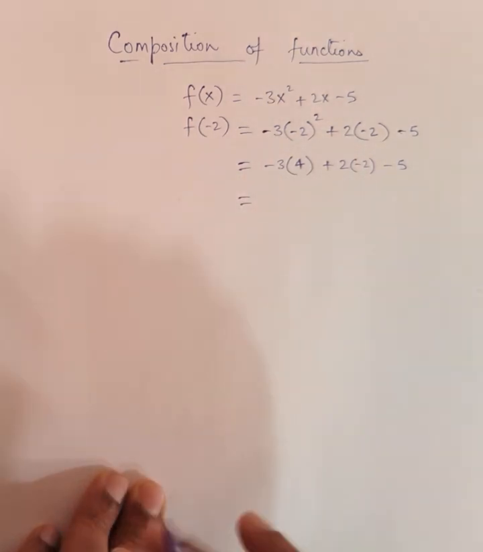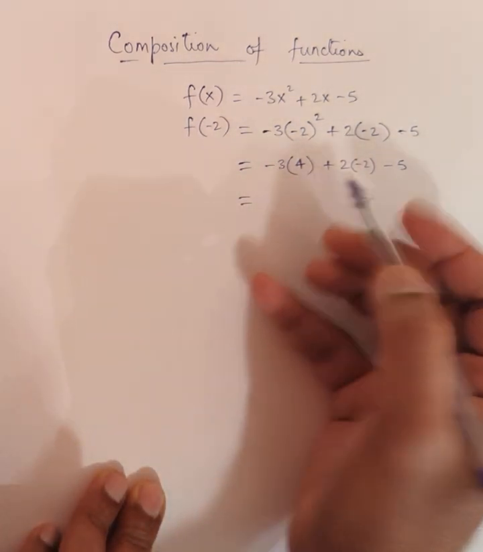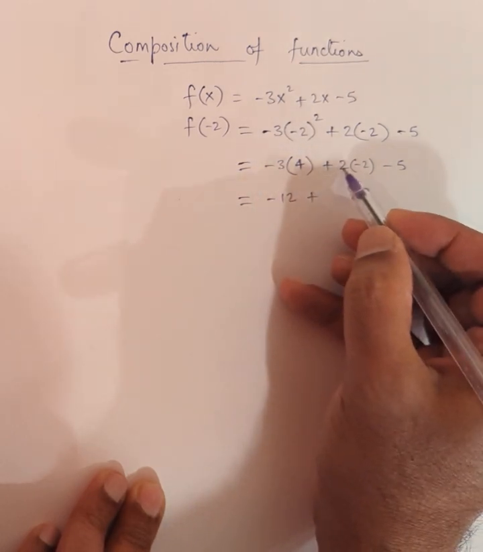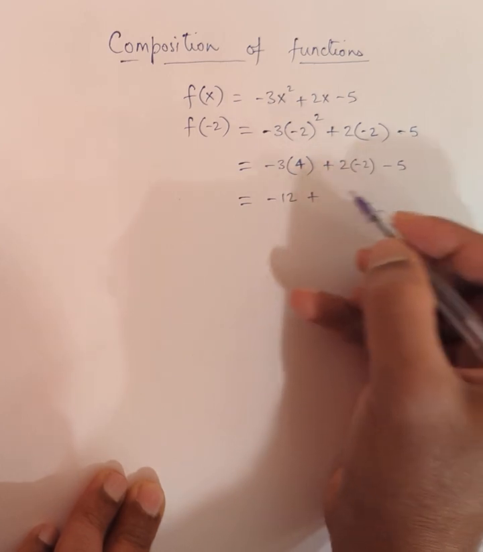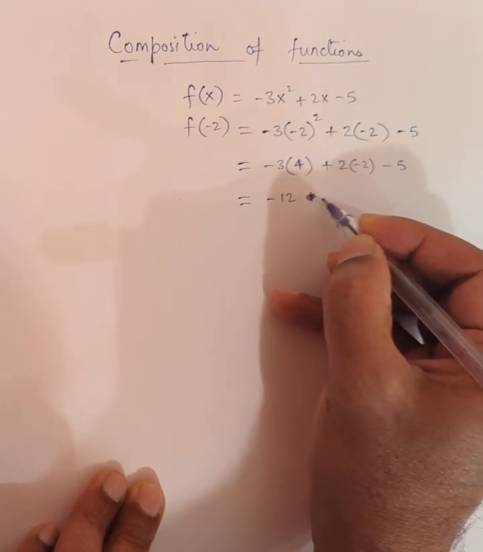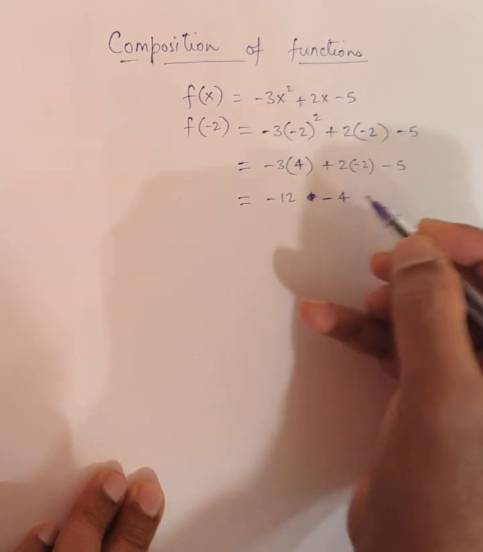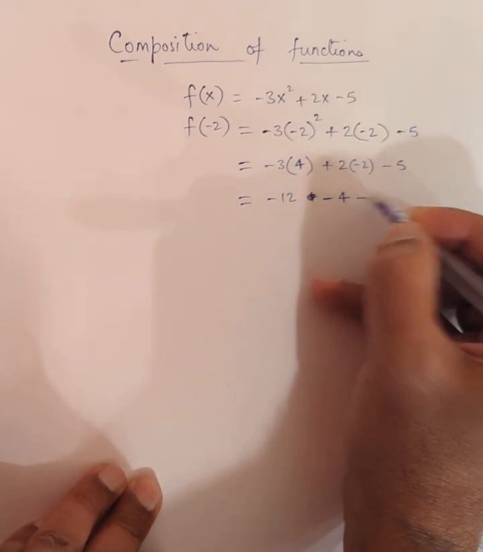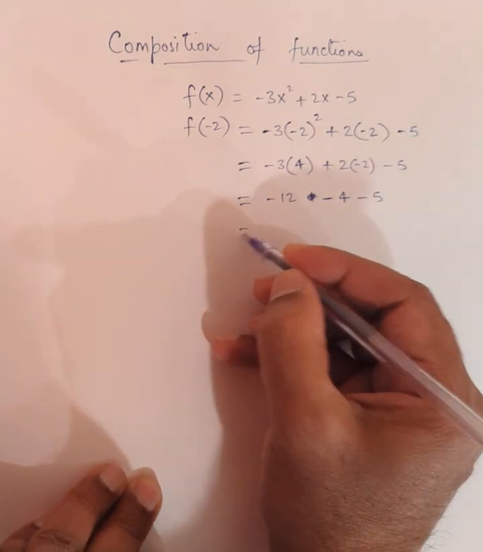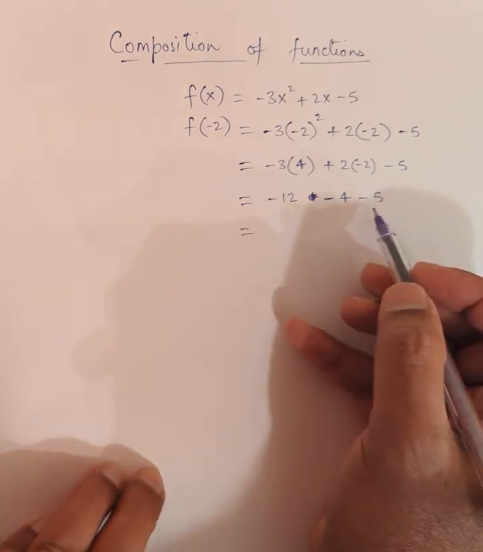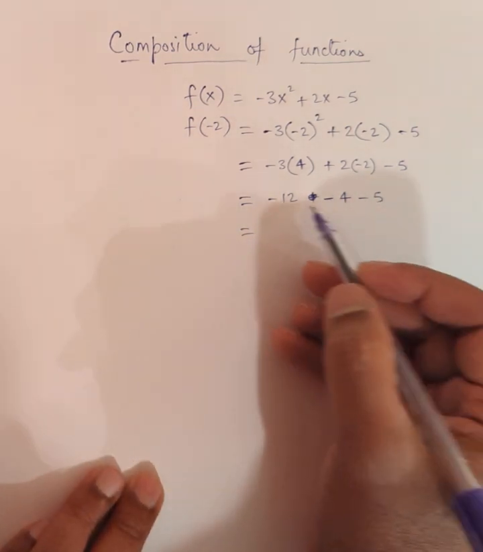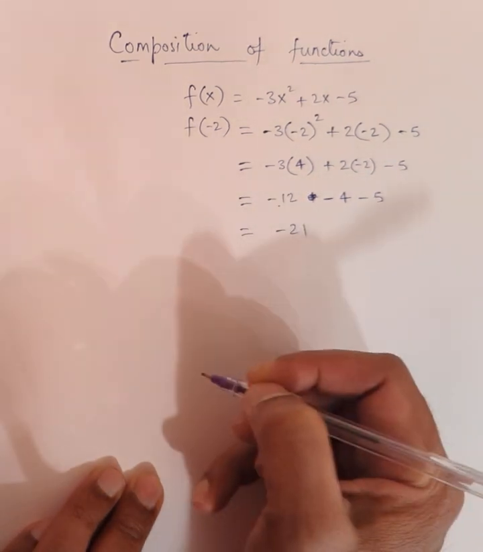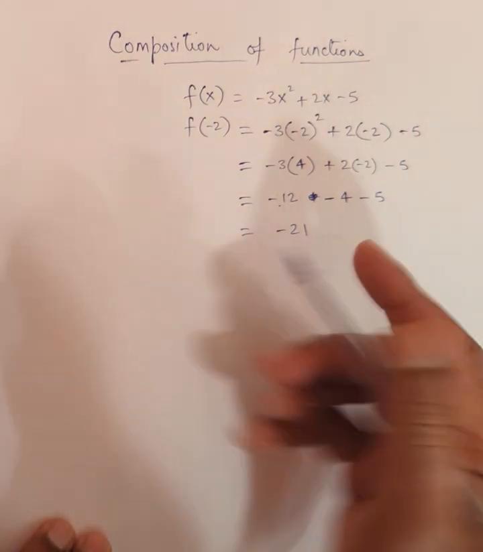Now let me carry out the multiplications. Negative 3 times 4 is negative 12, and I will copy the plus, but 2 times negative 2 is actually negative 4, so it would be negative 4. It's not a plus. I could have written plus negative 4, but that plus was unnecessary. And then I have a minus 5. Now, there are no multiplications to be done. It's all additions and subtractions. So negative 12 minus 4 minus 5 is negative 21. Now that's how we evaluate functions.